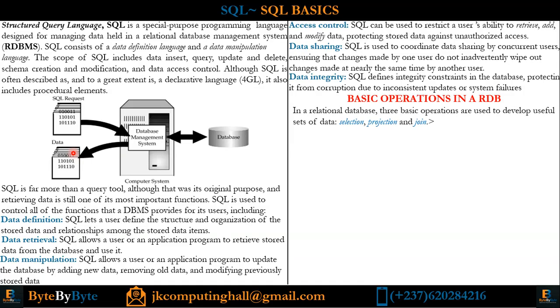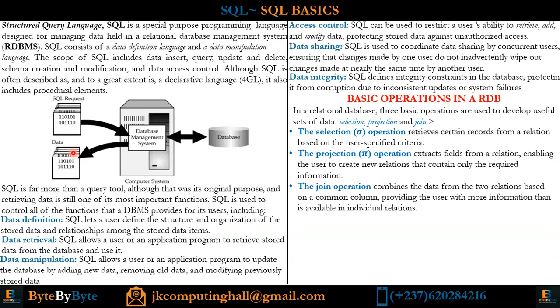Now, let us look at the basic operations in a relational database. In a relational database, three basic operations are used to develop useful sets of data. I'm just going to define these different operations, but it is very important for you to know them. We have selection, we have projection, and we have join. The selection, also known as the sigma operation, retrieves certain records from a relation based on the user's specified criteria. Here we are talking about the select command.